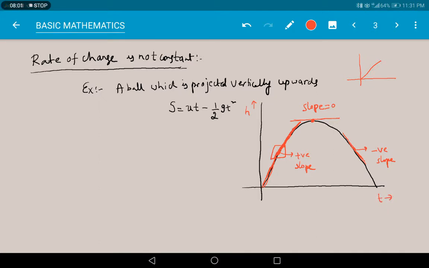So in these cases where the rate of change is not constant, we are going to use the concept of differentiation. Okay? Right. Let us find out the differentiation of this. Before going to find out the differentiation of this, we should know some formulas related to differentiation.